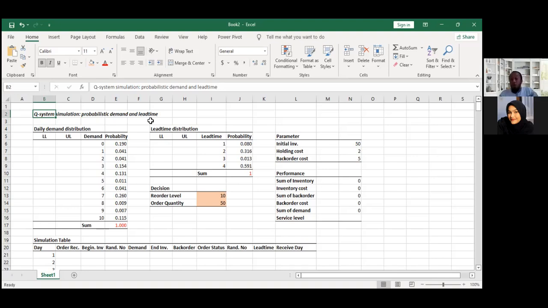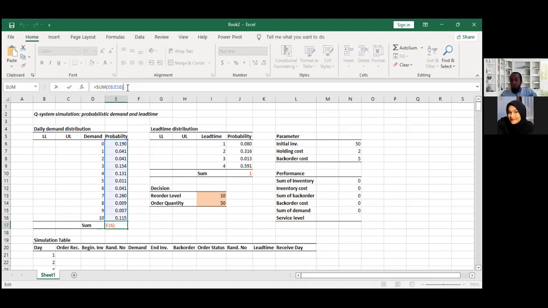So here we want to simulate both demand and lead time. Based on the previous data and experience, the demand can be, let's say, from 0 to 10. This is daily demand. And based on the historical data, we can identify the probability of demand equal to 0 until 10. The sum must be 1. Here I sum the probability.